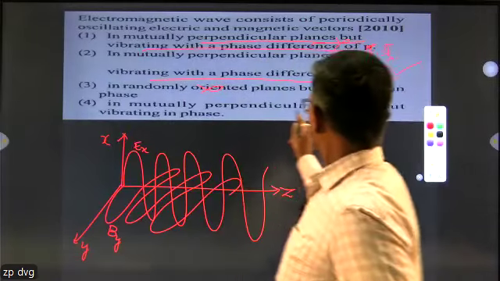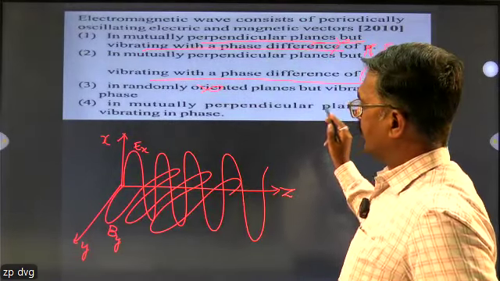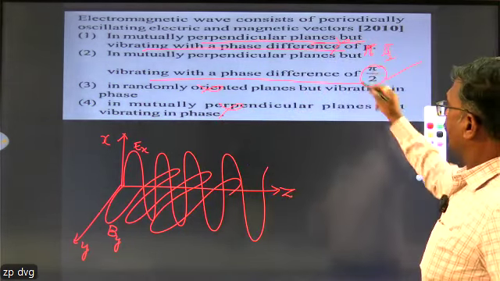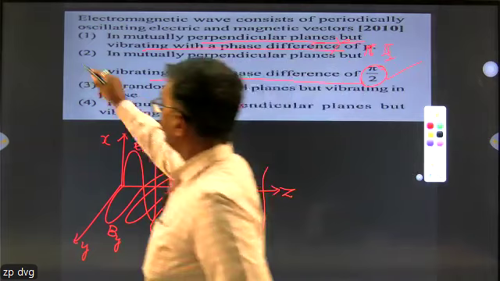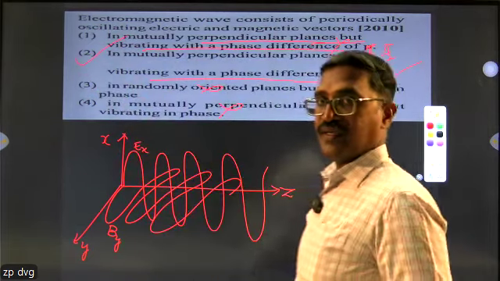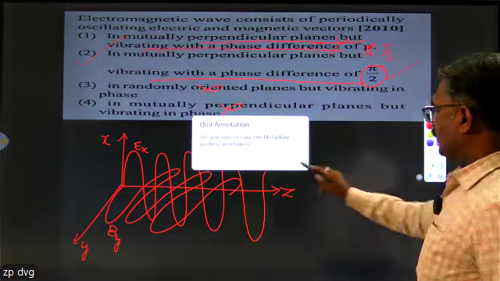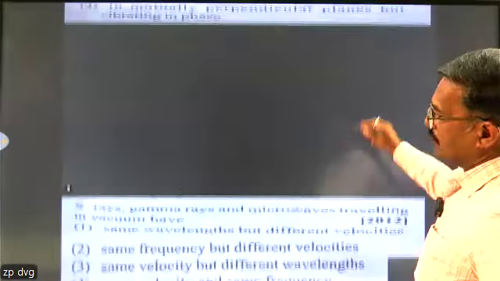In mutually perpendicular planes, correct, but vibrating in phase. Wrong. They are not vibrating in phase. They are vibrating with a phase difference of pi by 2. So the correct option is option 2. So that is the correct statement. Next question.